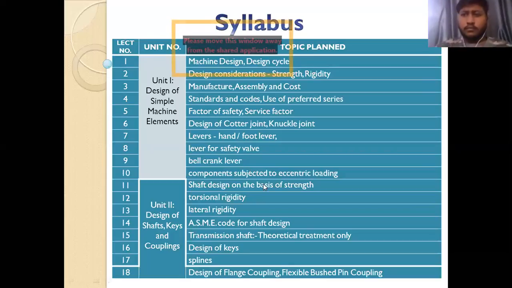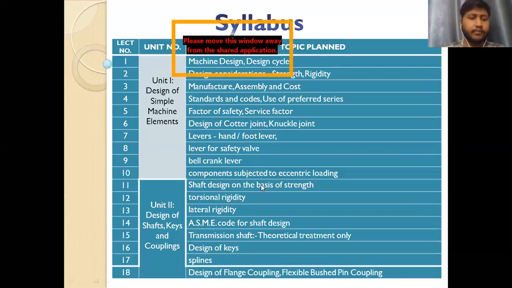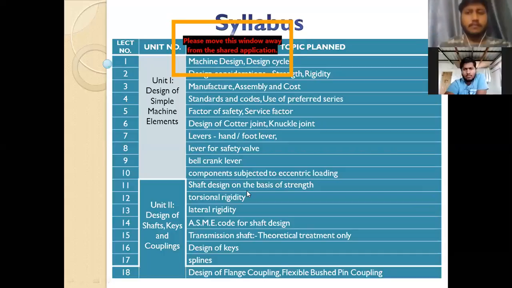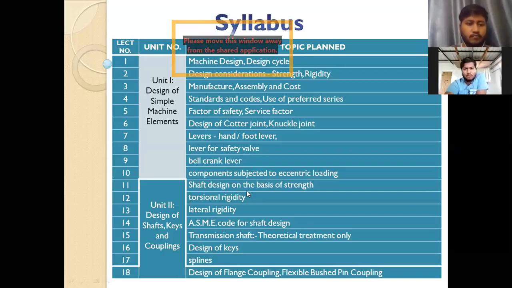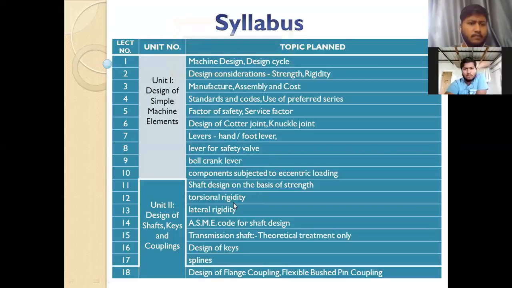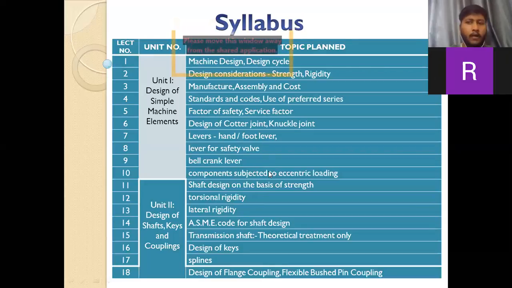So for the shaft, there are two bases. As I said, torsional means we will be using. There are two equations. We know there is the equation of torsion, and we will be using those two equations, whatever we learned in strength of materials. Those two failures: we will be having torsional rigidity and lateral rigidity. So using those two, we'll be designing the shaft. And if we get different diameters, then we'll use the diameter which is more, with which we can have a safe design.